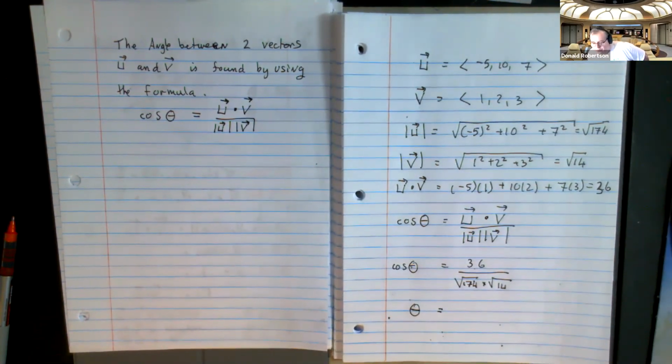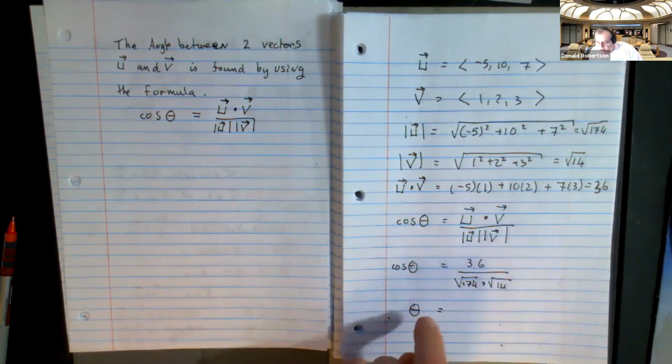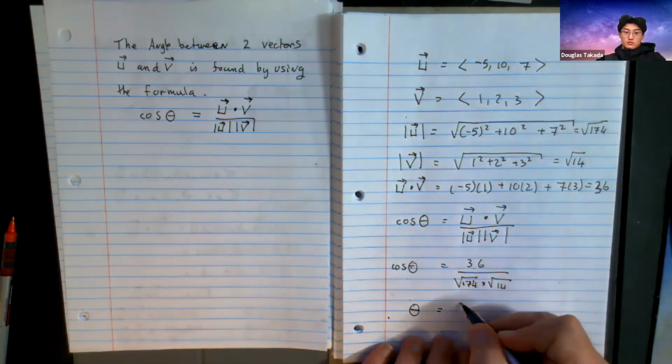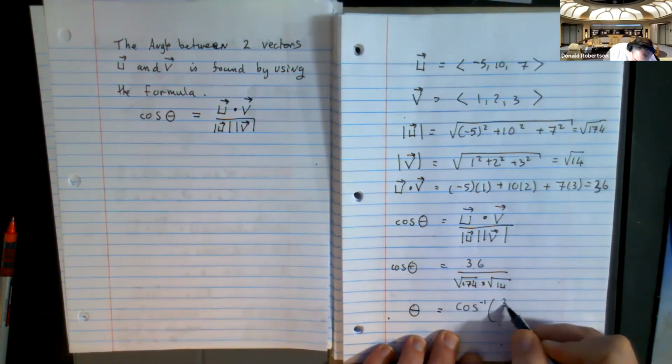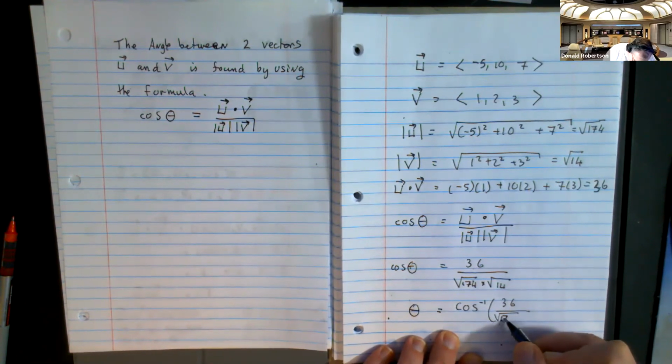What do you need to do to get from the cosine of theta equals this ugly guy to theta? Take the inverse cosine of both sides. Right. So you're going to find the inverse cosine of this ugly guy.